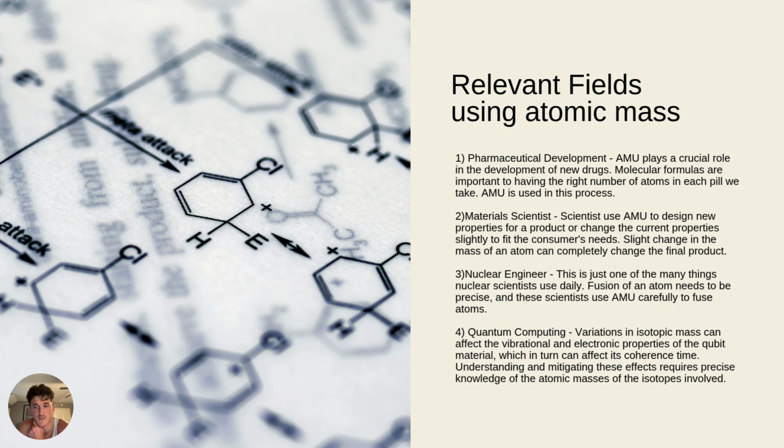Whether it's prescriptions, it's going to have different types of elements in there. All these elements are going to be calculated to have a correct amount of whatever it is for the user. And this is all done by the AMU of it. Scientists use atomic mass to design new properties for a product or change current properties slightly to fit the customer's needs. A slight change in the mass of an atom can completely change the final product.